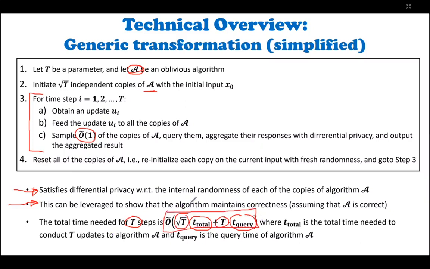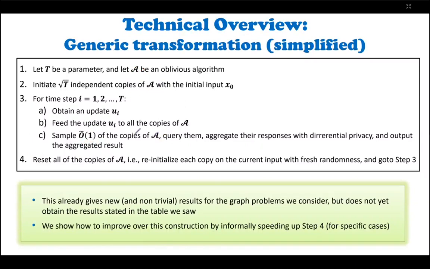And from that, by choosing the parameter T appropriately, depending on T total and T query, which are the runtime parameters of algorithm A, you could already get non-trivial results for the graph problems we considered. But this does not yet get you to the bounds that I specified in the table before. For that, you need additional ideas.